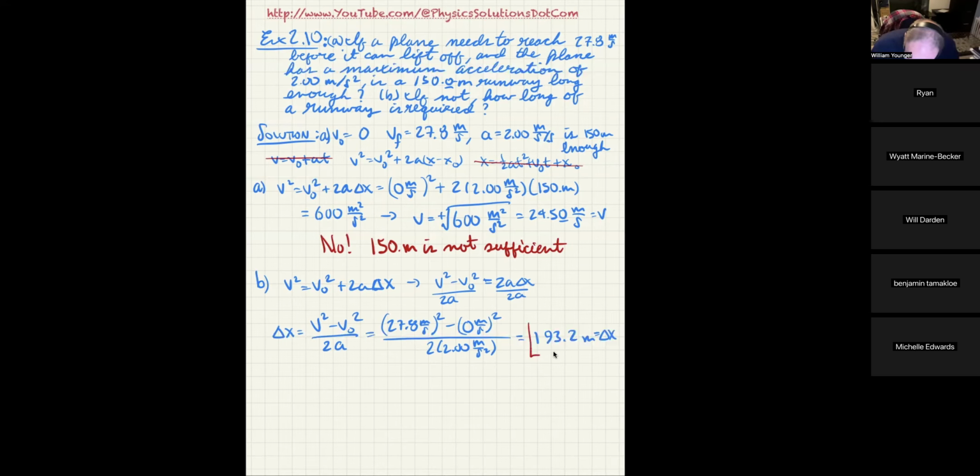So, in order for us to design a runway for this type of plane, we need to make sure the runway is at least 193.2 meters, or roughly 194 meters. And similarly, the answer for part A was no. Any questions on that?